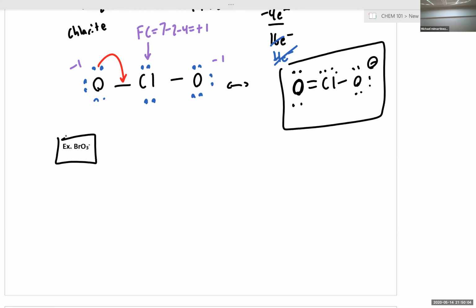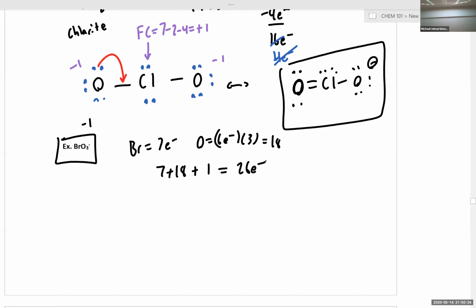Okay, so let's discuss now. So counting electrons, bromine is 7 electrons, oxygen is 6 electrons, and we have 3 oxygen atoms. That gives us 18. So we have 7 plus 18. We have a minus 1 charge, so we add 1 to our total, giving us 26 electrons. Now, what is our central atom going to be? Bromine, yep. Okay. We're next going to surround it with 3 oxygen atoms and form 1 bond each, using up 6 electrons. We now have 20 electrons remaining.